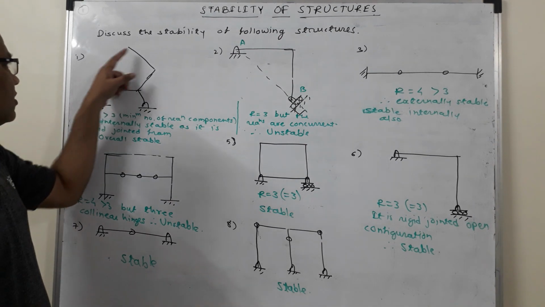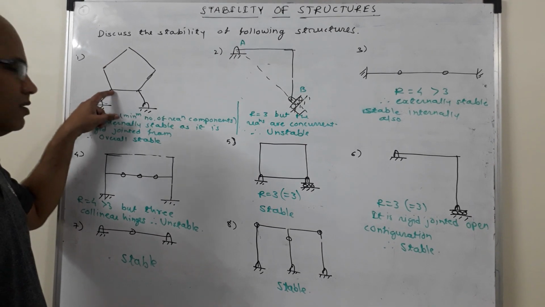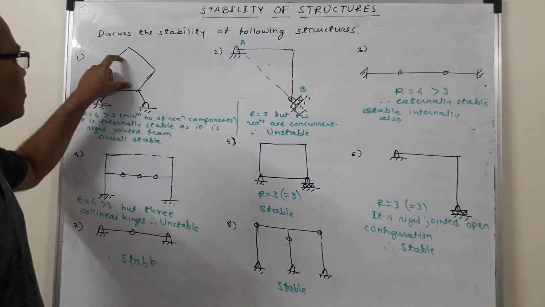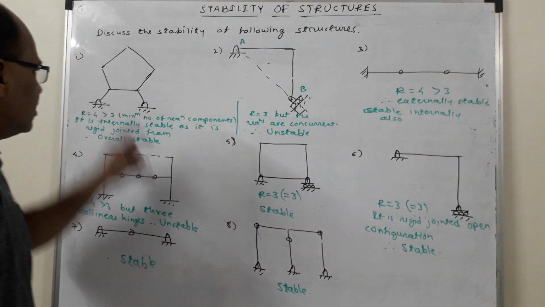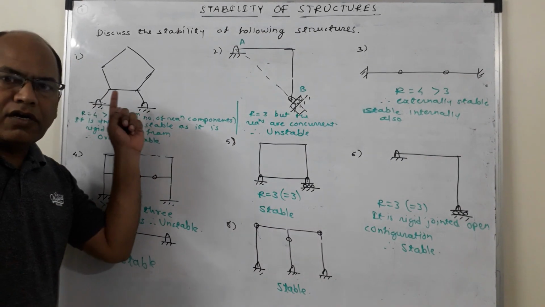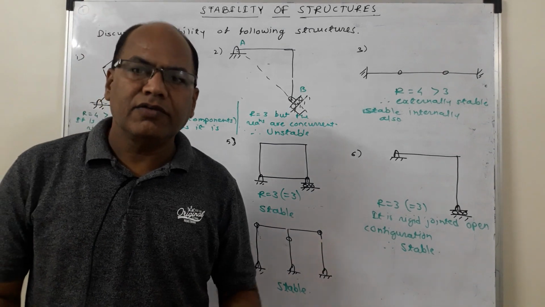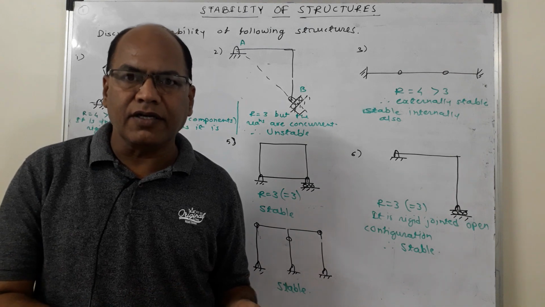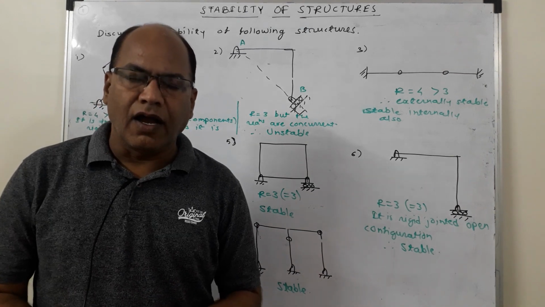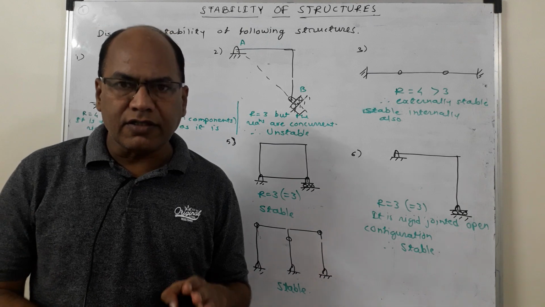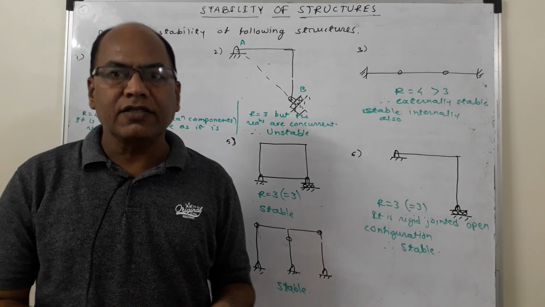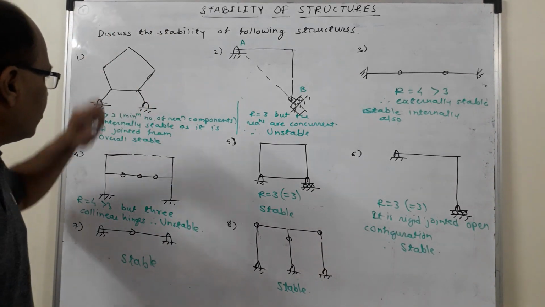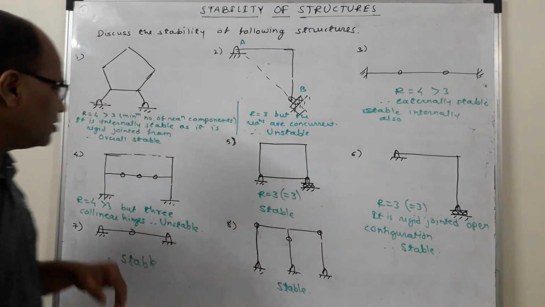Let us consider the first structure. You can see that it is a structure in which rigid joints are there, and it is supported on two supports, both are hinged, and it is asked to discuss the stability of the following structure. In the previous lecture we discussed stability. Stability is of two types: external stability and internal stability. We have to ensure that the structure is externally stable as well as internally stable, and it should be overall stable. So here I am going to discuss the external stability as well as the internal stability.